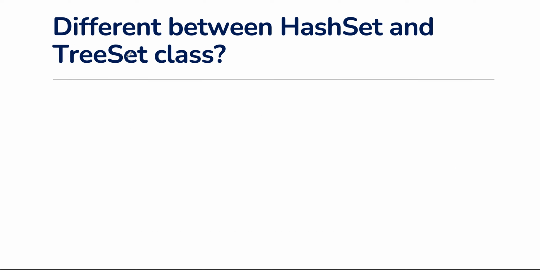Now let's see what is the difference between hash set and tree set. So we have seen already what is hash set, what is tree set, how to create it, how to perform operations on that, and what are the basic properties. On those basic properties only we are going to differentiate it. So the basic difference is in terms of speed and internal implementation.